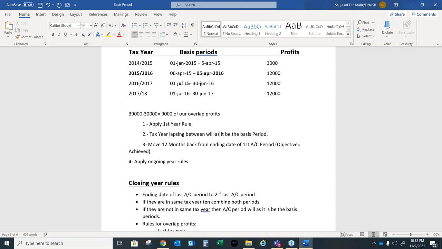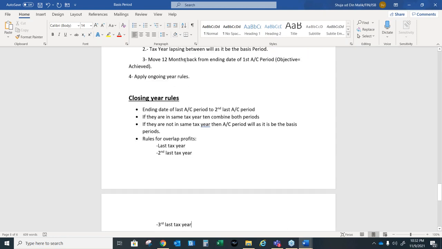Okay. So you apply the first year rule, then the tax year lapsing between will, as it is, be the basis period. Then you will be moving 12 months back from the ending date of the first accounting period. Your objective will be achieved here. And then the applying of ongoing year rules or current year rules will be done, and we will be moving along till there is any change of accounting date or the closure of business.